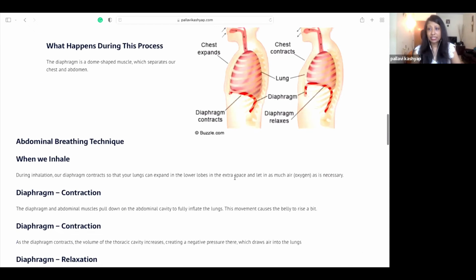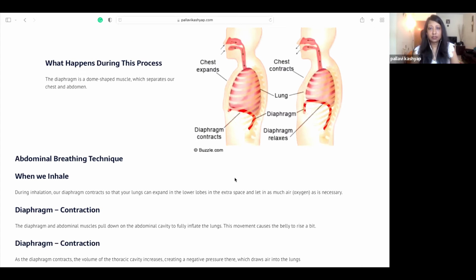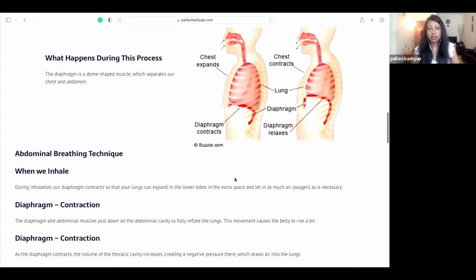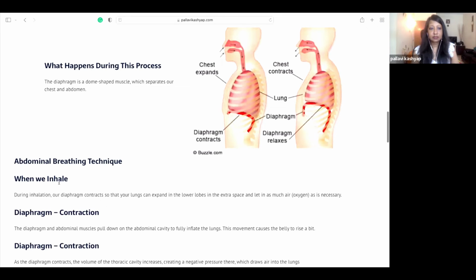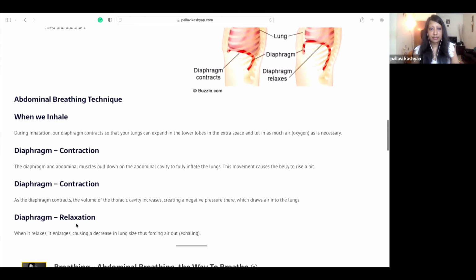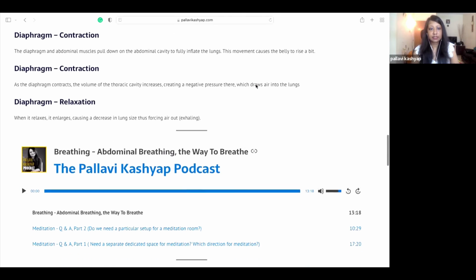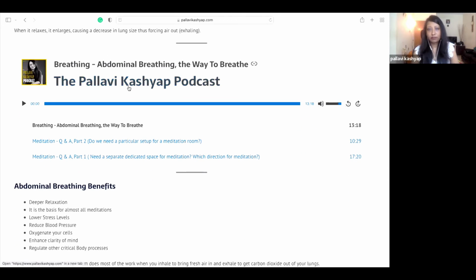I have a blog on abdominal breathing. You can go to my website www.pallavikashyap.com, go to the blogs, and you can find this article. I'm referring to this article while I'm explaining this entire concept. It's the same: when we inhale, there is a contraction of the diaphragm, and then relaxation. I'm explaining all of it so that you can refer to this article. I also have a podcast on the same, which I have linked to this article. So if you don't have the time to read, you can just listen to this podcast.